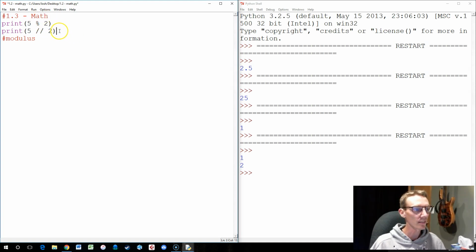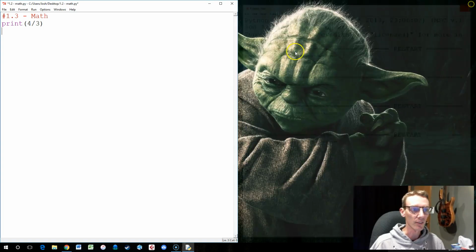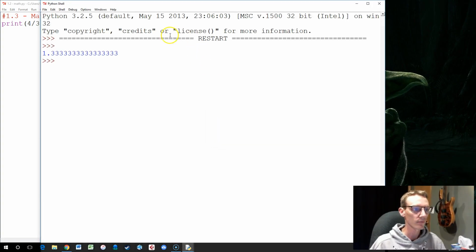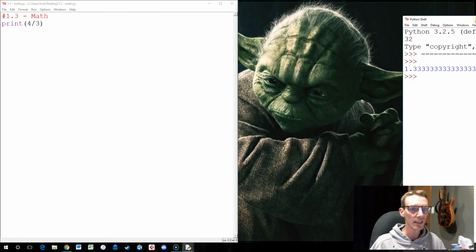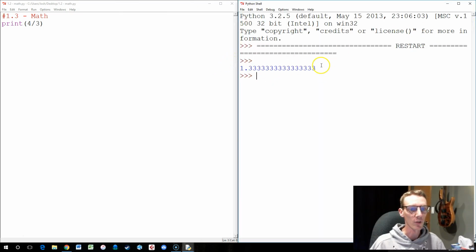One last thing is rounding. So what if we had something like 4 divided by 3? Maybe you know what that is already. 4 divided by 3 is 1.33333, etc. And we can go ahead and run this. You can see 4 divided by 3 is 1.33333, a whole bunch of 3's. The computer eventually has to round because there's only so much information it's going to take. But that's a whole lot of decimal places.